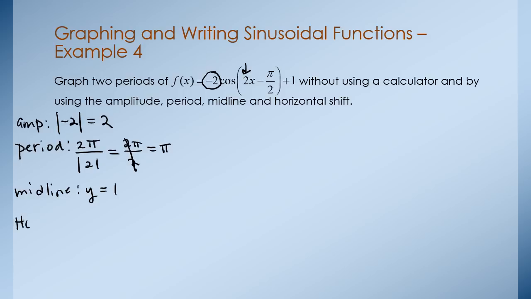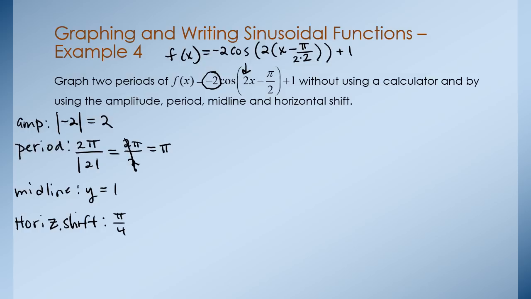And finally, the horizontal shift. Do I have to factor? It looks like I do. So I'm going to say that f of x is equal to -2 times the cosine. I'm going to factor the 2 out, and I'm left with x minus pi over, well, it was pi over 2, but now it's going to be pi over 2 times 2 to account for that 2 that I just factored out. And pi over 2 times 2 is pi over 4. And this time there's a minus sign in there, so that means I'll be moving to the right, pi over 4 units.